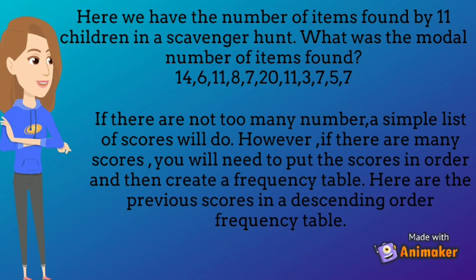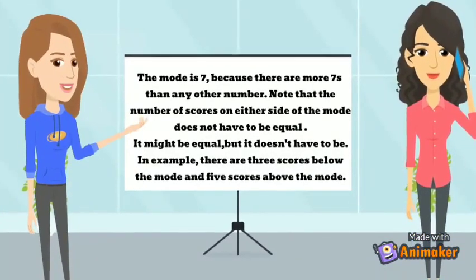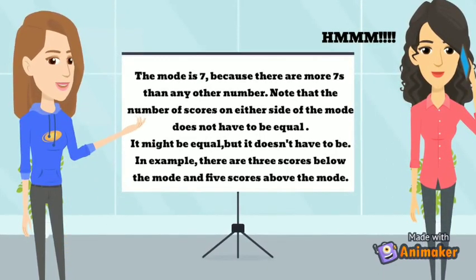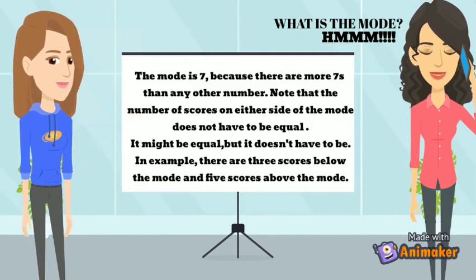If there are not too many numbers, a simple list of scores will do. However, if there are many scores, you will need to put the scores in order and then create a frequency table. Here are the previous scores in a descending order frequency table. The mode is 7, because there are more 7s than any other number. Note that the number of scores on either side of the mode does not have to be equal. It could be equal, but it doesn't have to be. In this example, there are 3 scores below the mode and 5 scores above the mode.